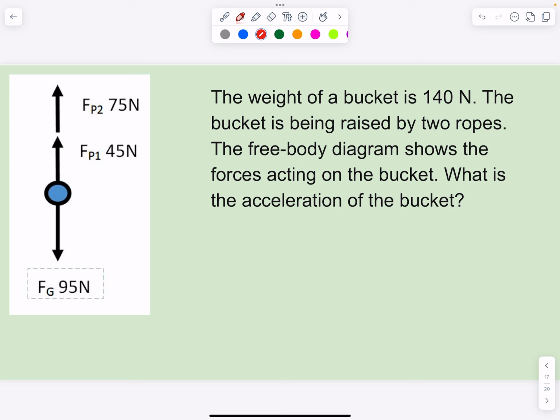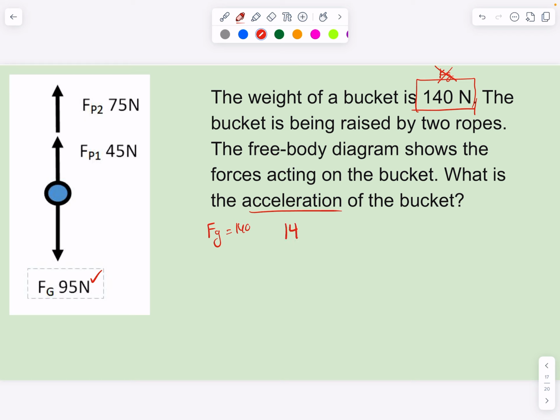Next one. It says the weight of a bucket is 140 newtons. What do you notice about that? Well, one thing I noticed is it didn't say kilograms, did it? It says the weight is in newtons, not kilograms. The bucket's being raised by two ropes. There's the free body diagram. What is the acceleration? All right, so that means that my bucket has an Fg value, or a weight, of 140. I know this is an Fg here, but the bucket itself is 140.